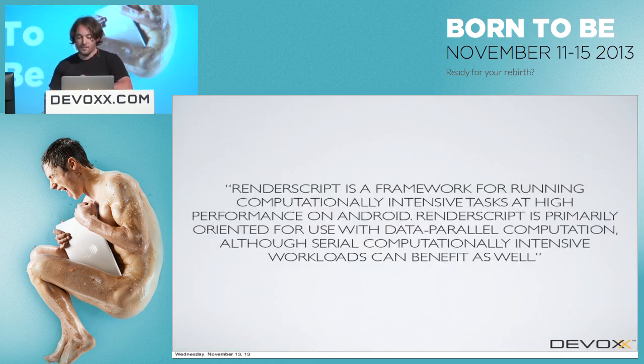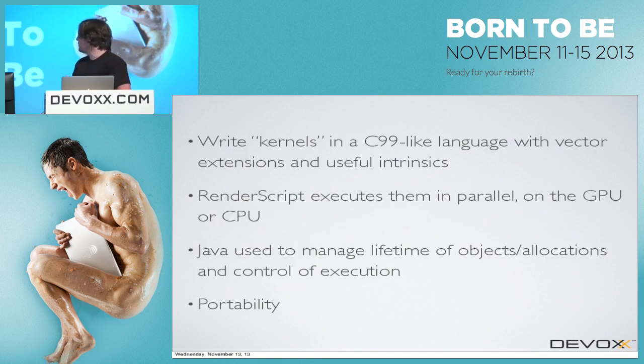So Renderscript, yeah, this is how we explain it on the developer page. It's not super clear. So basically what that is, it's a C99 language with vector extensions and some nice intrinsics. That means that you can write code that is much clearer, that takes less space than what you would do in Java or any other languages. It's actually also pretty close to the GLES shader language. So if you know GL shaders, moving to Renderscript is actually pretty easy.